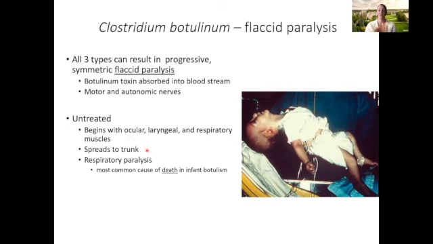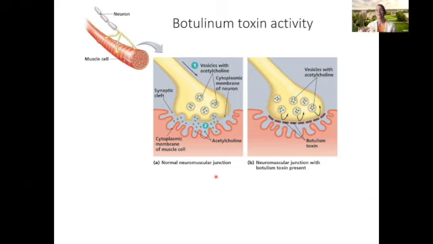It then spreads down to the trunk, just like tetanus did, where it can result in respiratory paralysis. And this is the most common cause of death in infant botulism. In this case, rather than not being able to release the diaphragm, our patient has trouble moving the diaphragm to inflate the lung. As I said, botulism is kind of the opposite of tetanus, and we see that it works the opposite way on those motor and autonomic neurons.